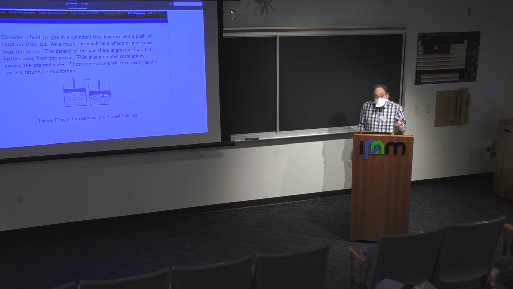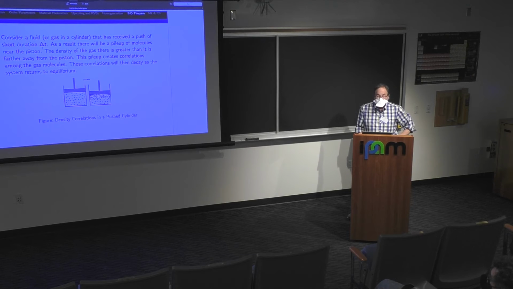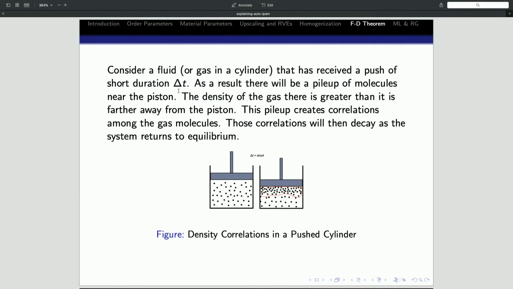So consider a fluid or gas in a cylinder that's received a push of short duration. As a result, there's going to be a pileup of molecules near the piston. The density of the gas then is going to be greater than it is farther away from the piston. And that pileup creates correlations among the gas molecules. Those correlations are then going to decay as the system returns to equilibrium.